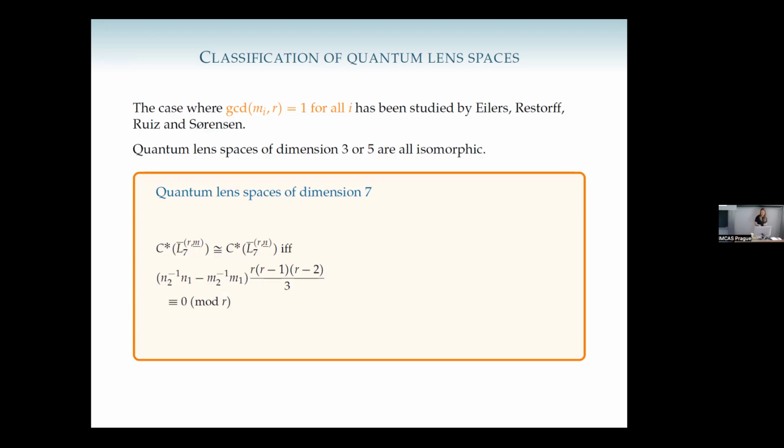And if you have length spaces of dimension 7, then we start seeing some differences. So here we have that 2 length spaces of dimension 7 are isomorphic if this condition here is satisfied. So maybe it does not tell you so much, but you can see that you can actually just plug in the numbers, and then you know if they are isomorphic or not.